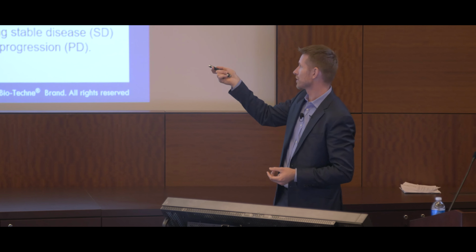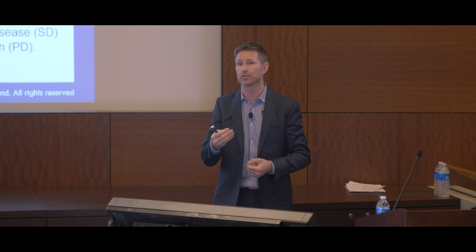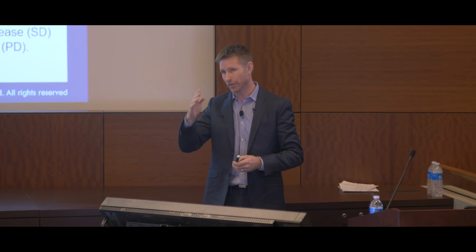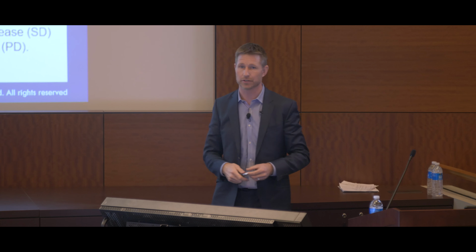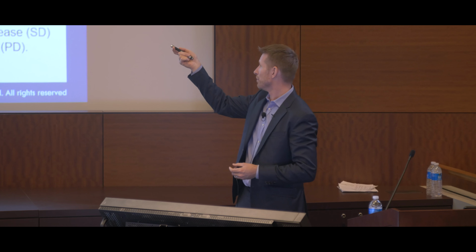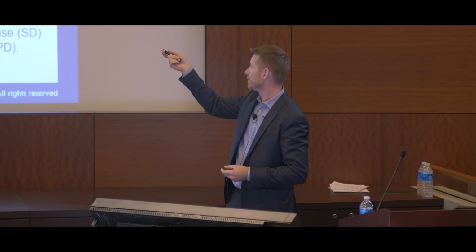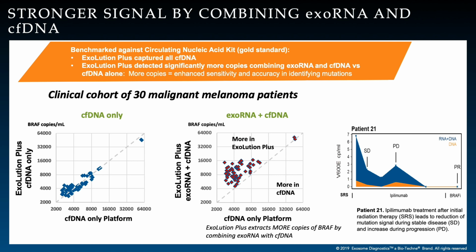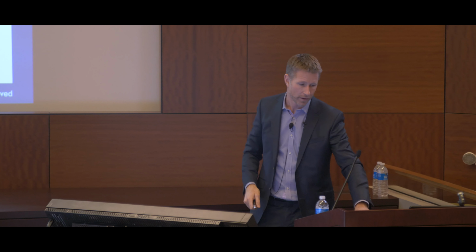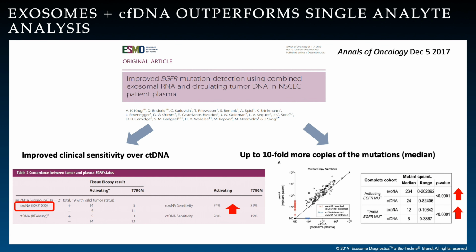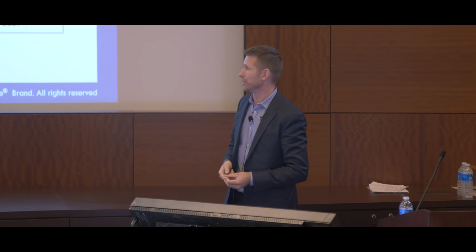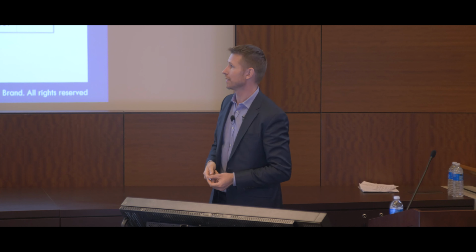But combining both of these actually makes it easier for you to monitor things that happen over time, especially when a patient goes on to treatment. Because when you have a patient on treatment, the copy numbers of mutations often go down significantly below the detection limit. But in this case, you can actually monitor the mutation load both in stable disease and progressive disease. On average, we see up to 10 times more copies of the mutation when you look at RNA plus cell-free DNA compared to just cell-free DNA.